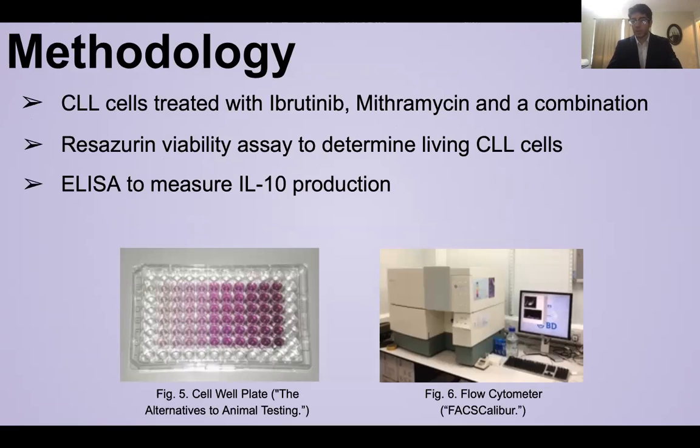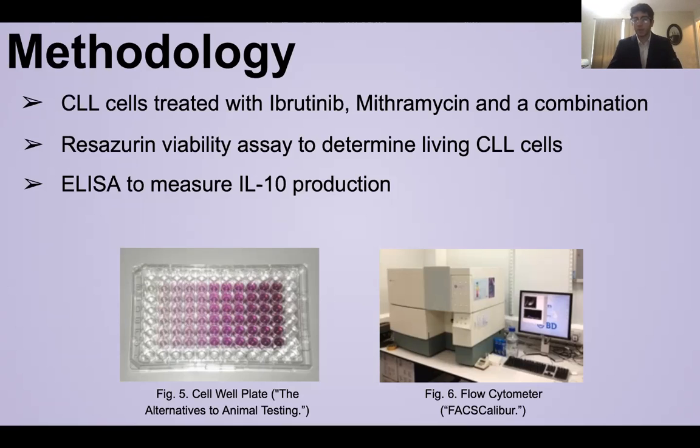The next experiment that I ran was a resazurin viability assay in order to determine the number of living and working CLL cells. The way that a resazurin viability assay works is that you insert a blue dye, resazurin, into the mitochondria of these cells. After a certain incubation period, the dead cells and the living cells turn into different colors. By measuring the fluorescence of all these cells after this incubation period, I was able to determine which cells are still alive and which cells are dead, and what effect mithramycin, ibrutinib, and a combination had on all of these cells. So this is how I determined CLL cell viability.